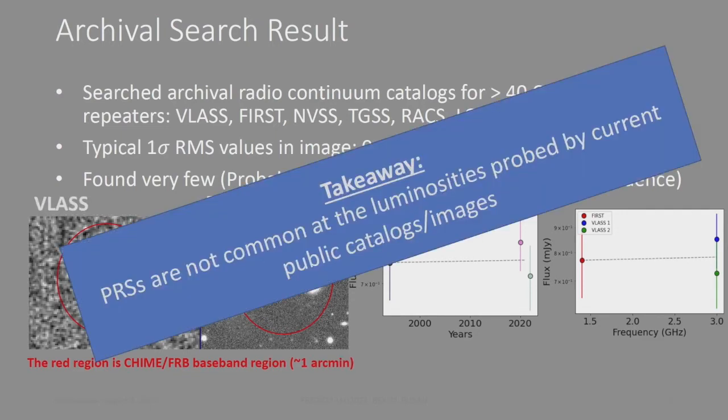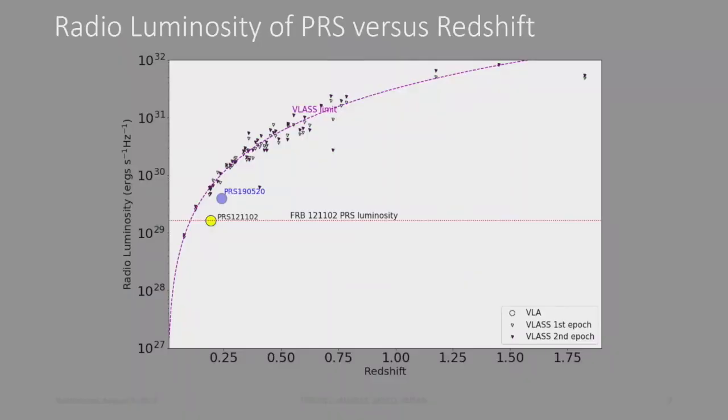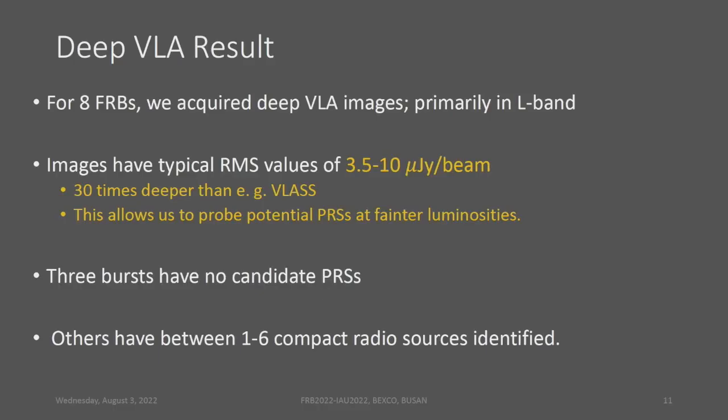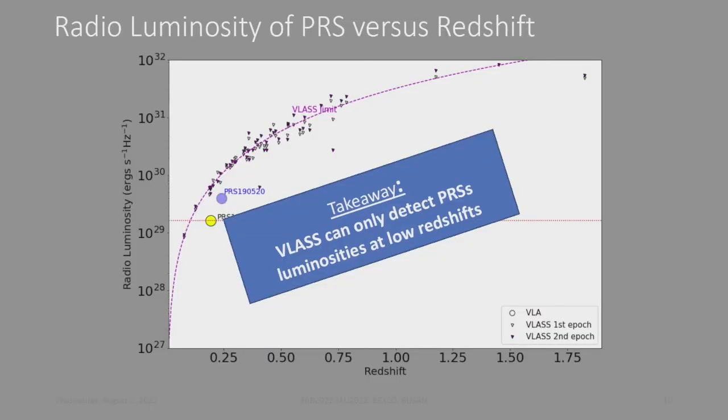So the takeaway from the archival search is that PRSs are not common at the luminosities probed by current public catalogs and images. We demonstrate this result with this radio luminosity versus redshift plot, where you see all of the upper limits from the VLASS in context with the 2 PRSs that I've mentioned that we have now associated. In particular, the horizontal line is the PRS luminosity for FRB 2022. And we can see clearly that the VLASS can only detect PRS luminosities at low redshifts.